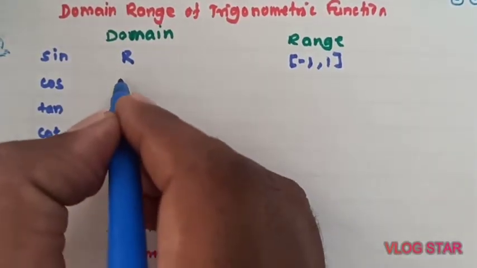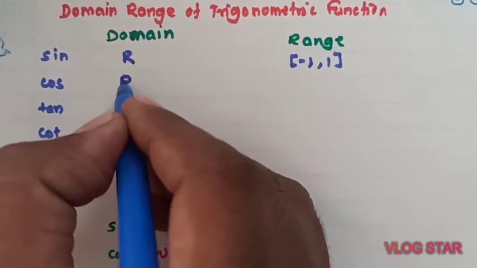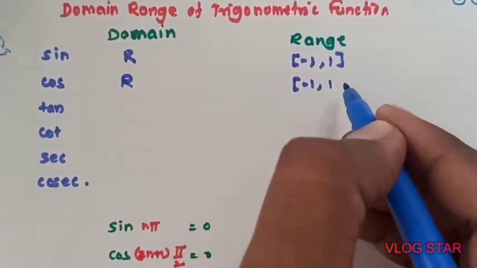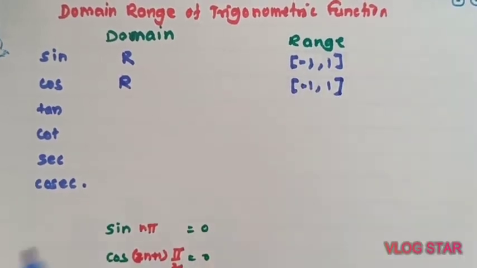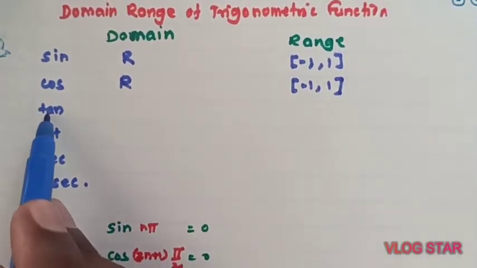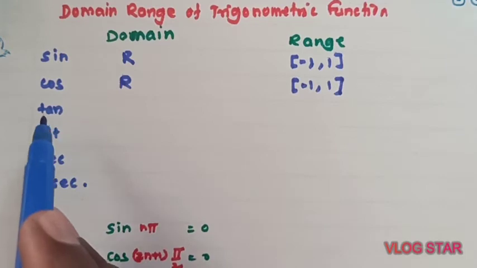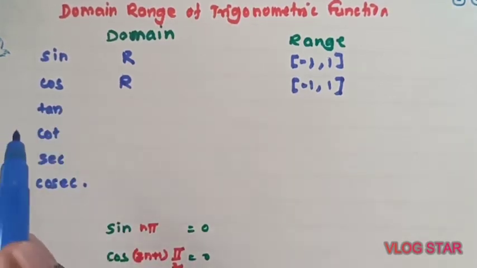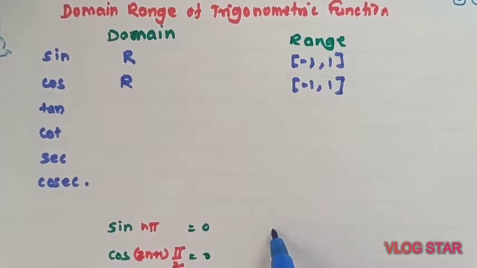Similarly, for cos, the domain is R, but the range is again the same, -1 to 1. It will not go beyond that. But tan is in the form of sine by cos, so you have to think about tan as sine by cos.